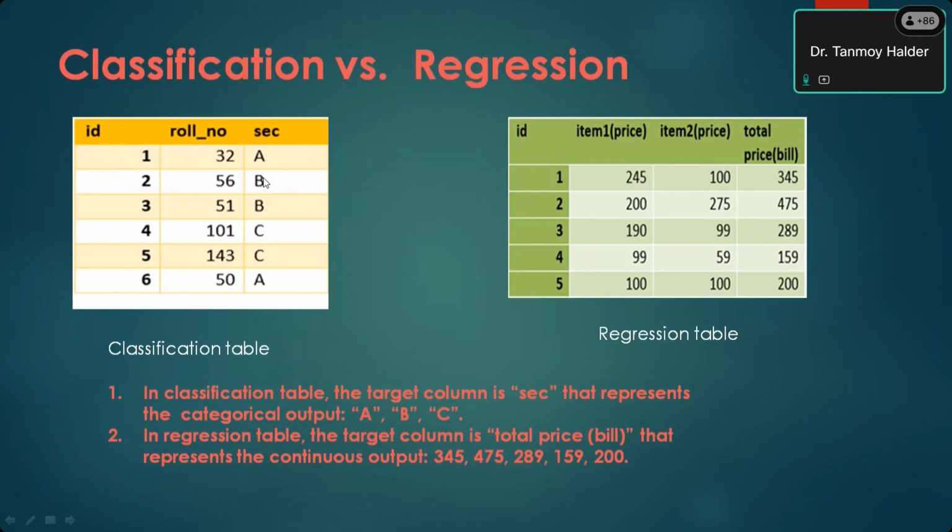This is a classification example, and regression means actually I'm calculating some price. The item of price 1, item of price 2, a total price. So this is regression.